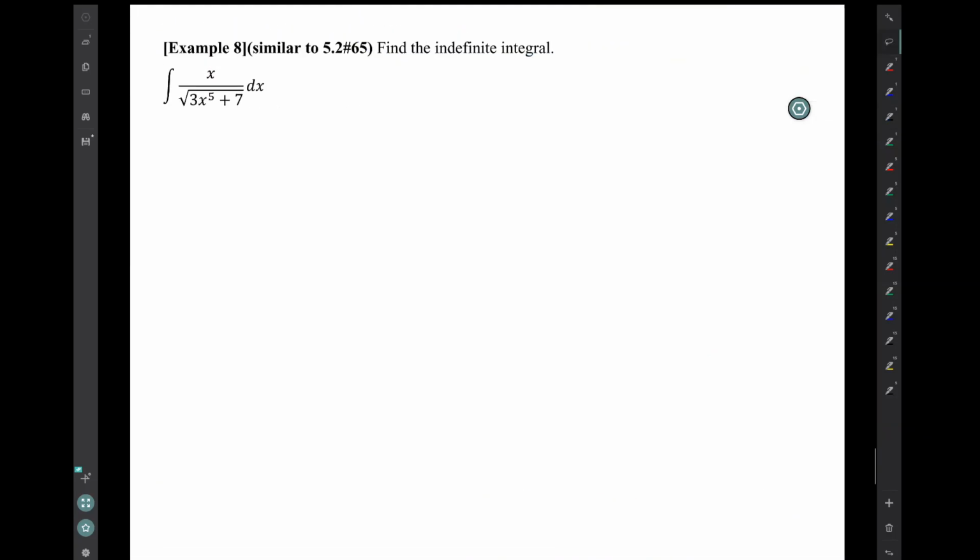Example 8. Example 8 actually has a typo. This is supposed to be the integral of x to the fourth in the top over that square root expression. All right, well, before we can integrate this, we need to rewrite the integrand in a more helpful way. Instead of 1 over square root of that stuff, we have that stuff in parentheses raised to the minus 1/2 power. Now we'll do the standard substitution steps.